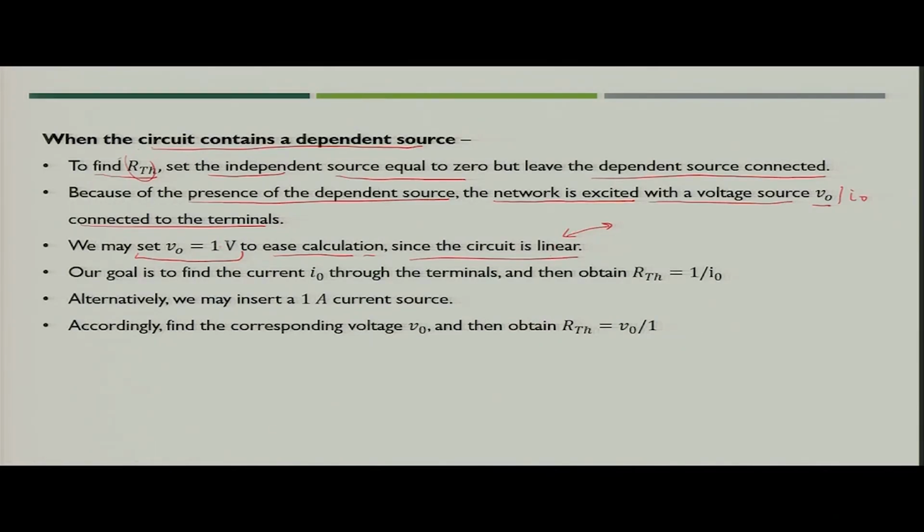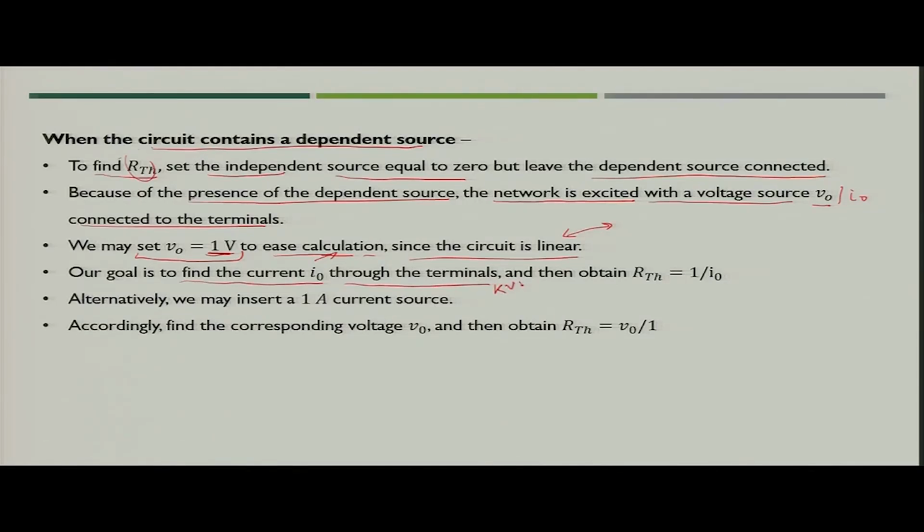So, whether it is 1 volt or 10 volt, the response of the circuit will be scaled up accordingly, and being a linear circuit, it is very easy for us to apply any voltage which we want across the terminal, but the easiest is 1 volt because it makes calculations easier. Now, next is that we have to find out the value I naught because we have added voltage V naught across the circuit.